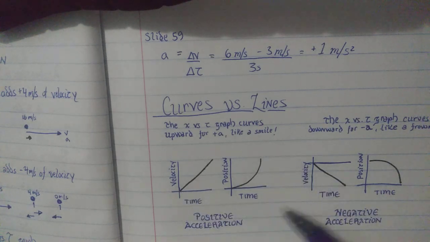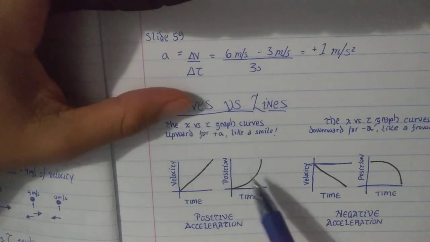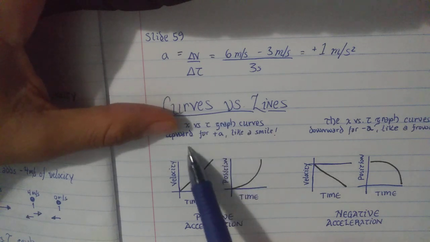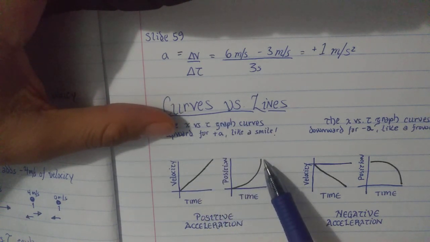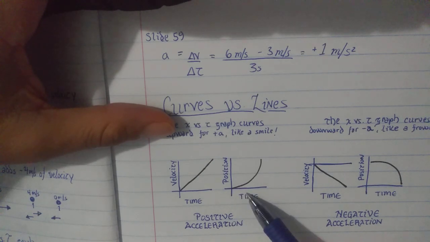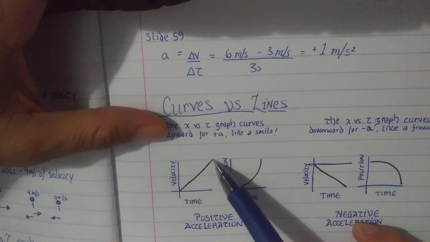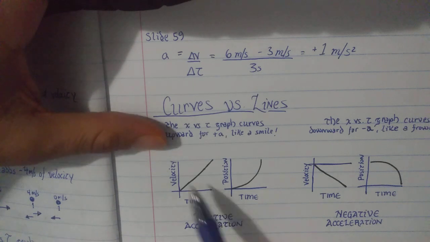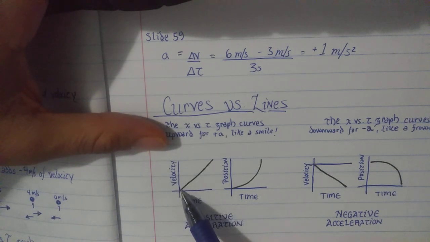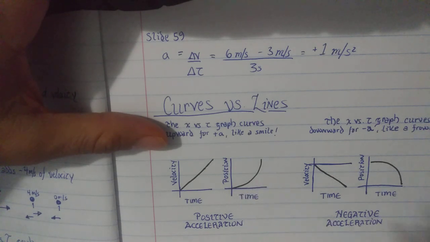And then this is just some stuff to recognize when you're looking at certain graphs. The position versus time graph curves upward like a smile. So acceleration looks like a smile on a position versus time graph. But on a velocity versus time graph, acceleration looks like a straight line. So that's a difference here. These are both accelerations, but on a velocity versus time, we see a straight line. On a position versus time, we see a curved line.